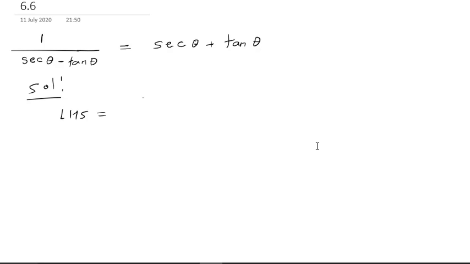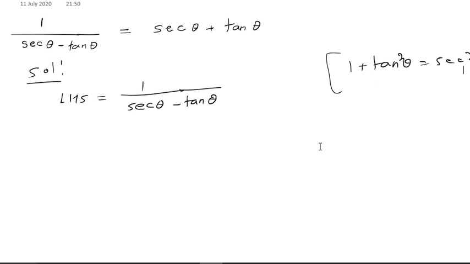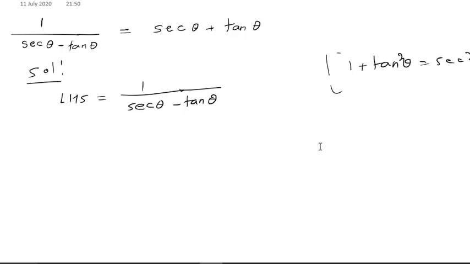Left hand side is 1 upon sec theta minus tan theta. Now here there is an identity, right? 1 plus tan square theta equal to sec square theta. That means I can say that sec square theta minus tan square theta is equals to 1. Okay, sec square theta minus tan square theta is equals to 1. So I will keep in mind this identity, sec square theta minus tan square theta is equals to 1.